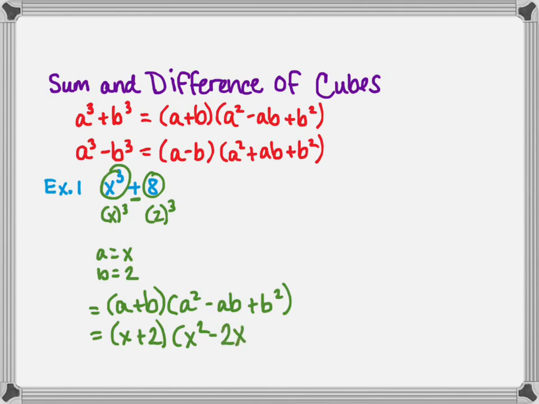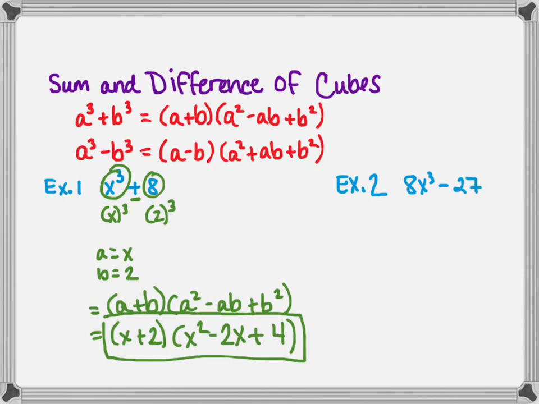And normally we rearrange it and put the coefficient in front, so minus 2x. And then plus b squared, or plus 2 squared. 2 squared is 4. So our quadratic factor is x squared minus 2x plus 4. So the sum of cubes, x cubed plus 8, factors to x plus 2 times x squared minus 2x plus 4.